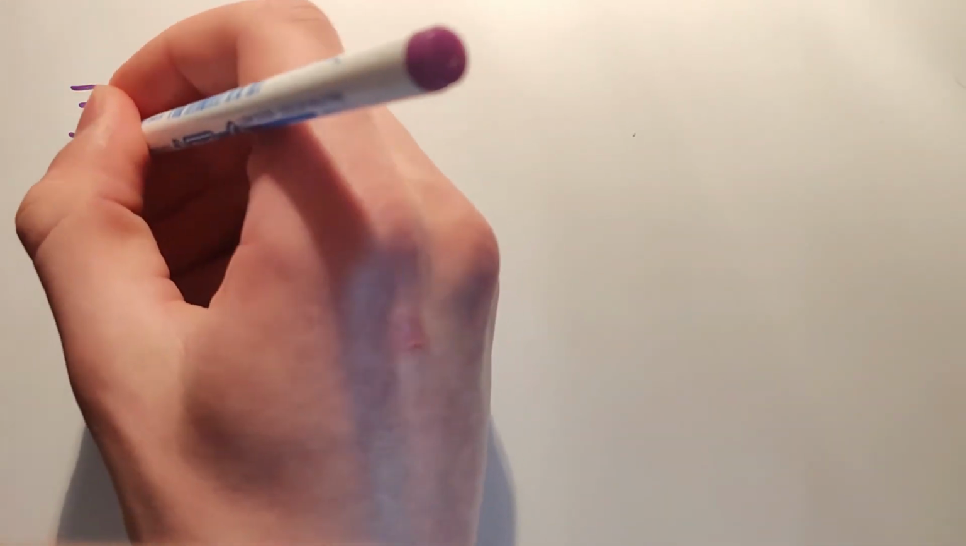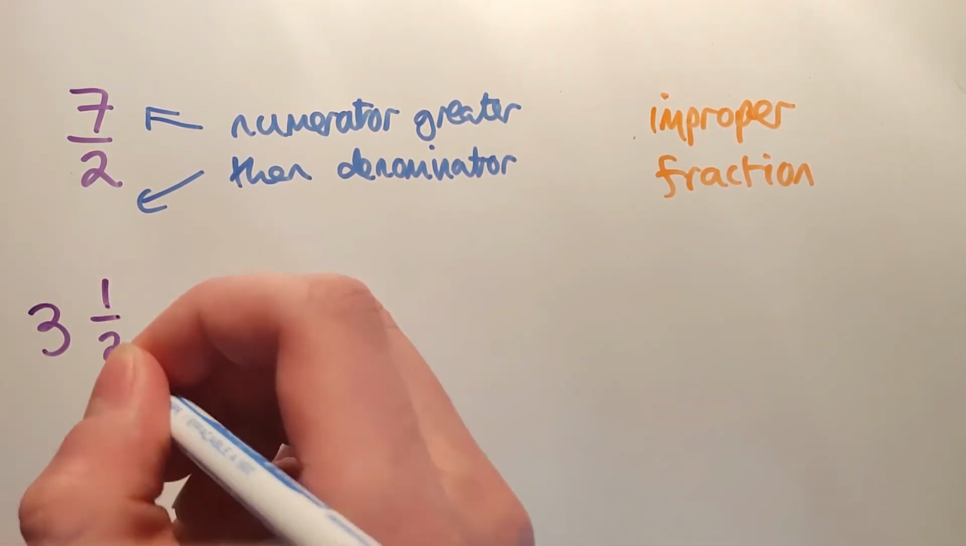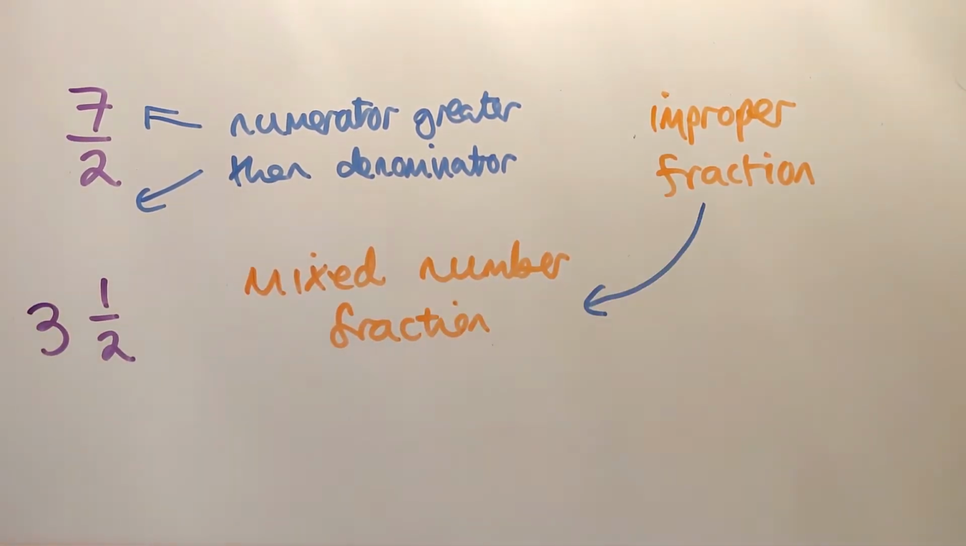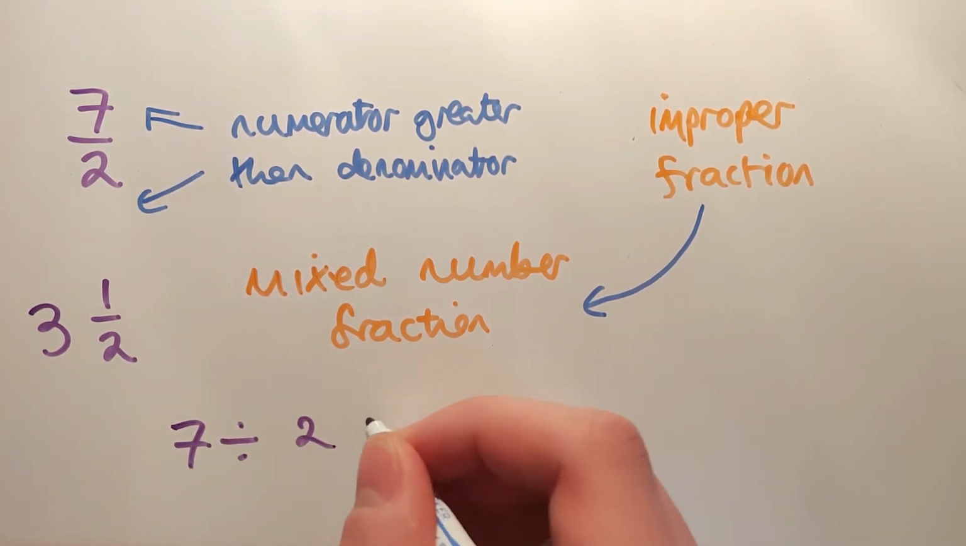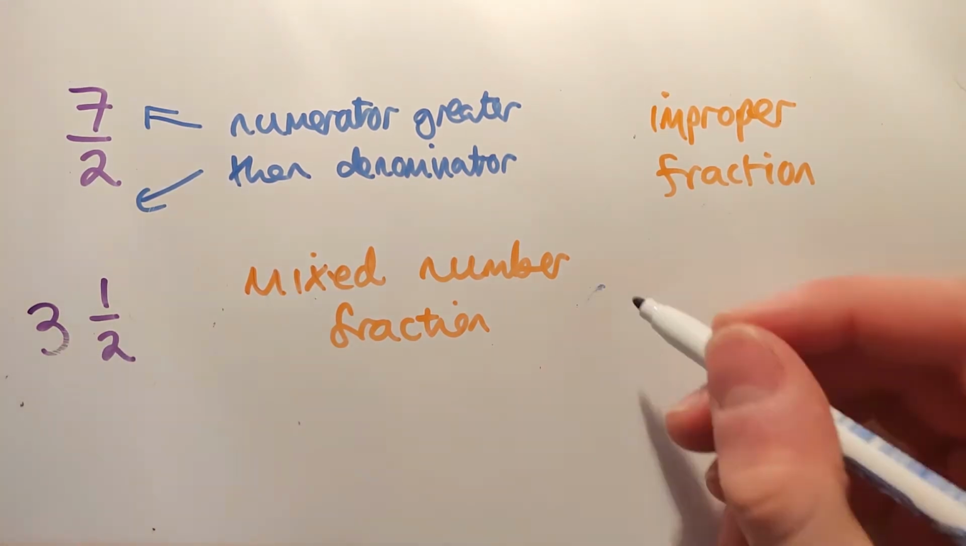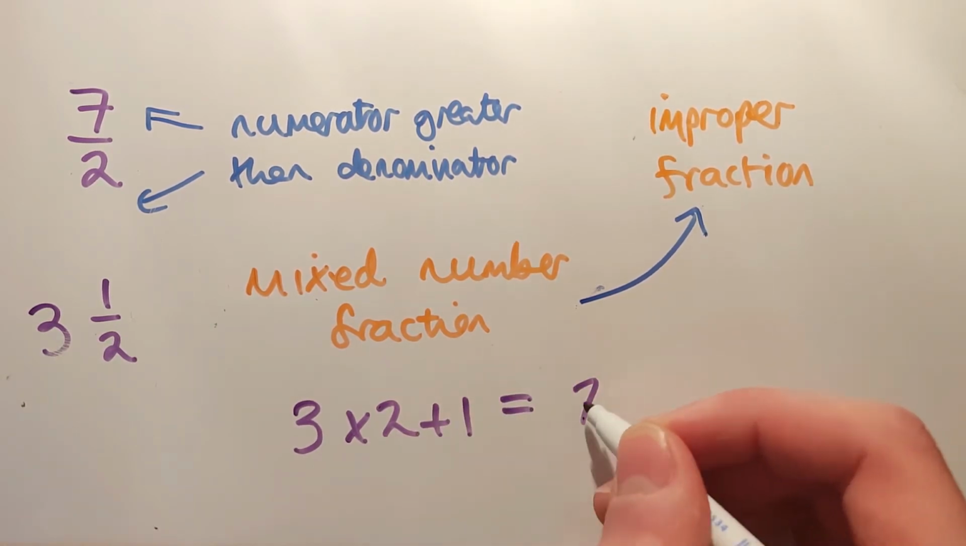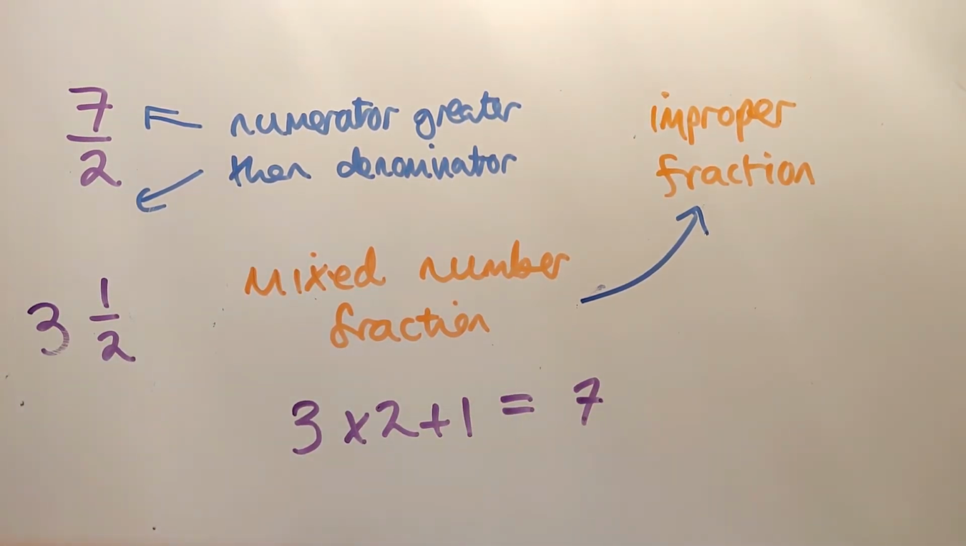When the numerator is greater than the denominator, this is known as an improper fraction, and a mixed number fraction has a number before it instead. To convert from improper to mixed number fractions, divide the numerator by the denominator, put the answer before and the remainder on top. To convert back, multiply the denominator with the number in front, and add the numerator to find the new numerator for the answer.